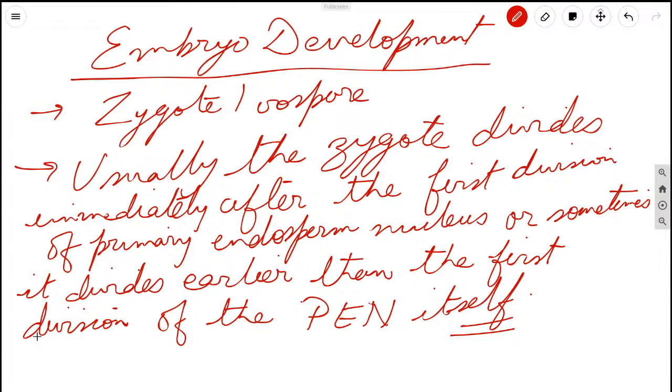Okay, what kind of division? Mitotic division of the primary endosperm nucleus, which is 3N itself. So this is a very rare event, mark it. Now after fertilization, the zygote rests for a period that varies greatly throughout different taxa, from a few hours to several weeks. Again, very important point.